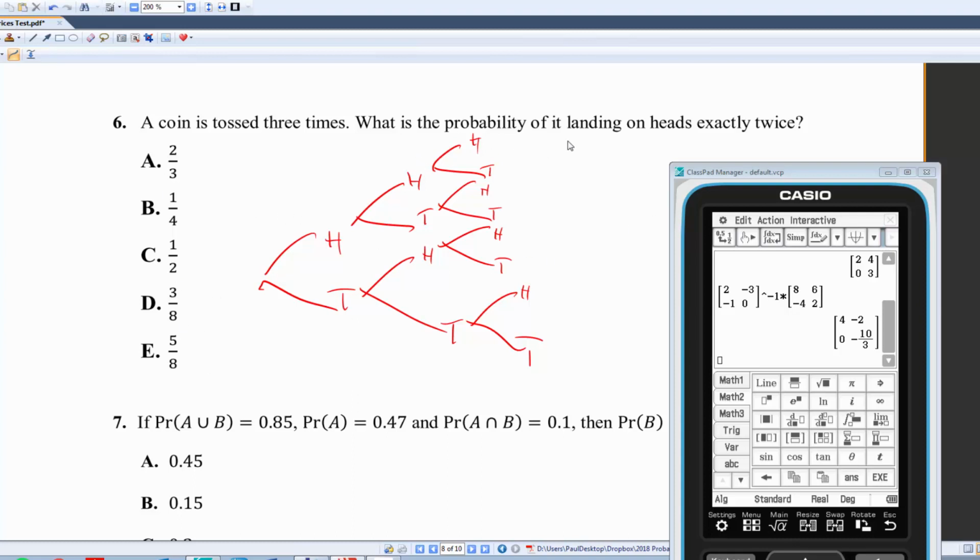So for this one here, exactly twice means that's out, because that's 3 times. Head, head, tail, that's one of them. Head, tail, head, that's also another one. Head, tail, tail is out. Tail, head, head is in. Tail, head, tail is out. Tail, tail, head is out. Tail, tail, tail is out. So what we've got is 3 matches out of the total of 8 possibilities, 3 in 8 chance.